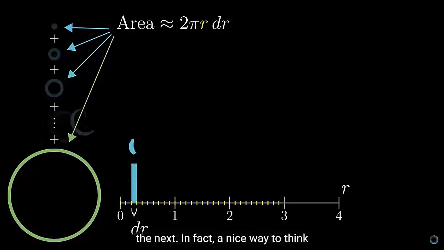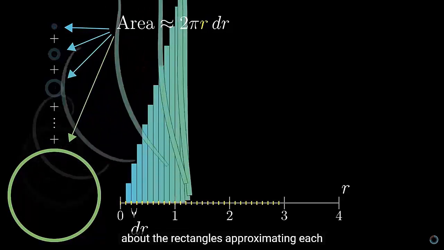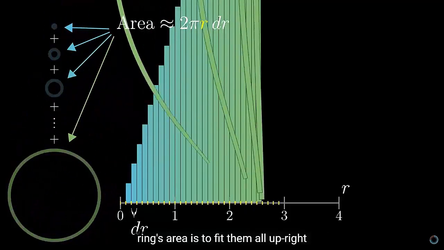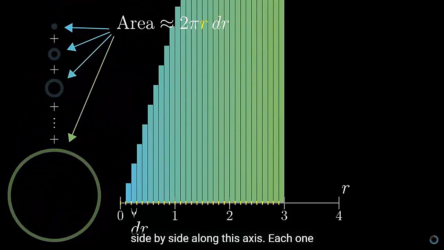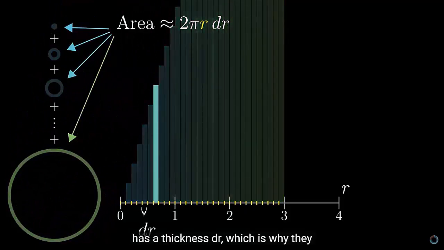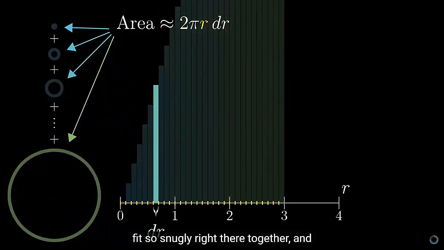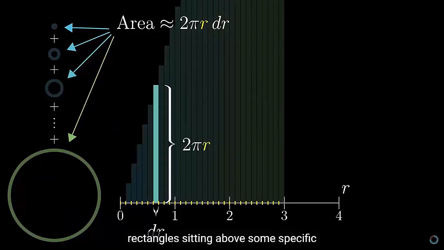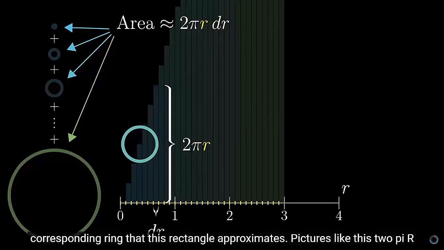In fact, a nice way to think about the rectangles approximating each ring's area is to fit them all upright side by side along this axis. Each one has a thickness dr, which is why they fit so snugly together, and the height of any one of these rectangles sitting above some specific value of r, like 0.6, is exactly 2 pi times that value. That's the circumference of the corresponding ring that this rectangle approximates.